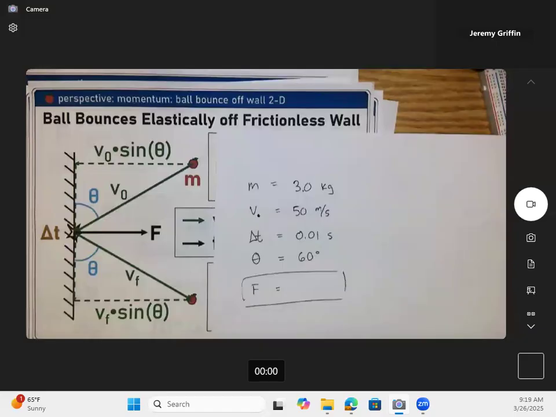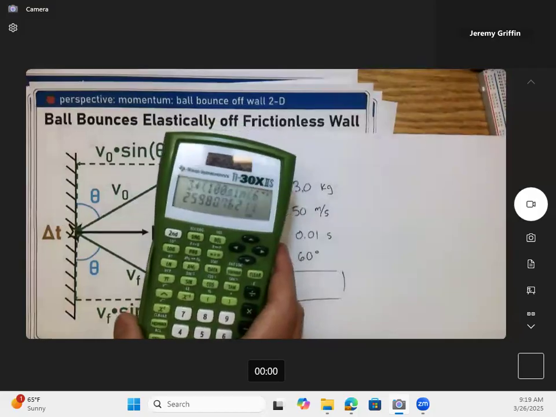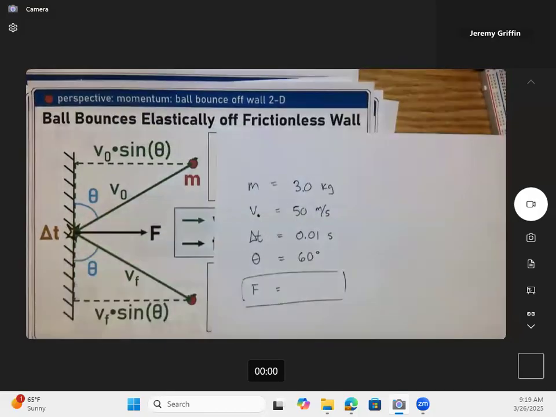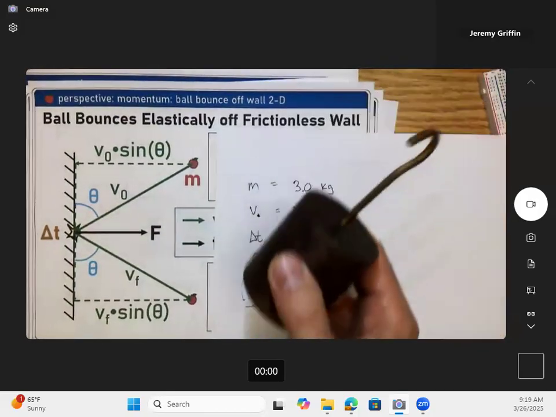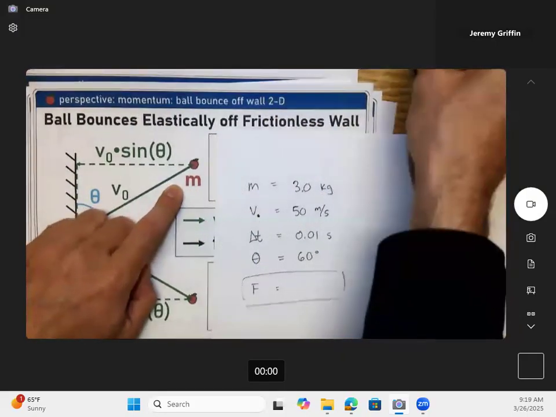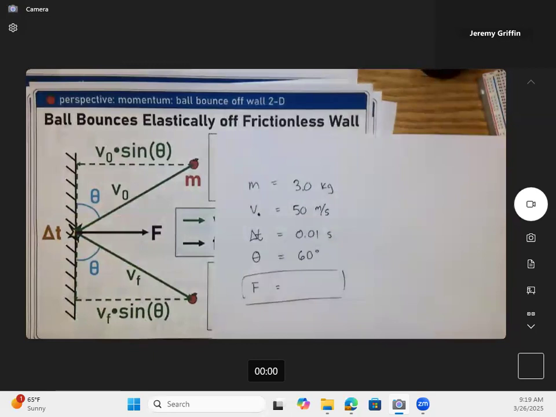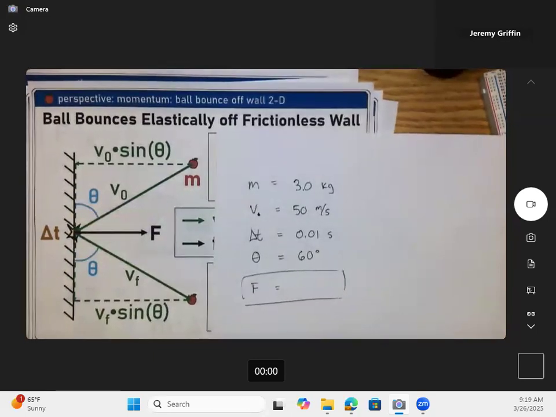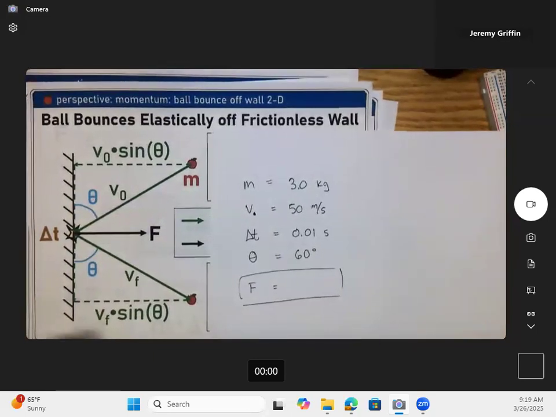What I got was almost 26,000 newtons, which I think makes sense because isn't this ball like 3 times as massive as your biggest lab weight? And 50 meters per second, I think that's faster than Nolan Ryan can throw a fastball. So yeah, that'd be a pretty big force.